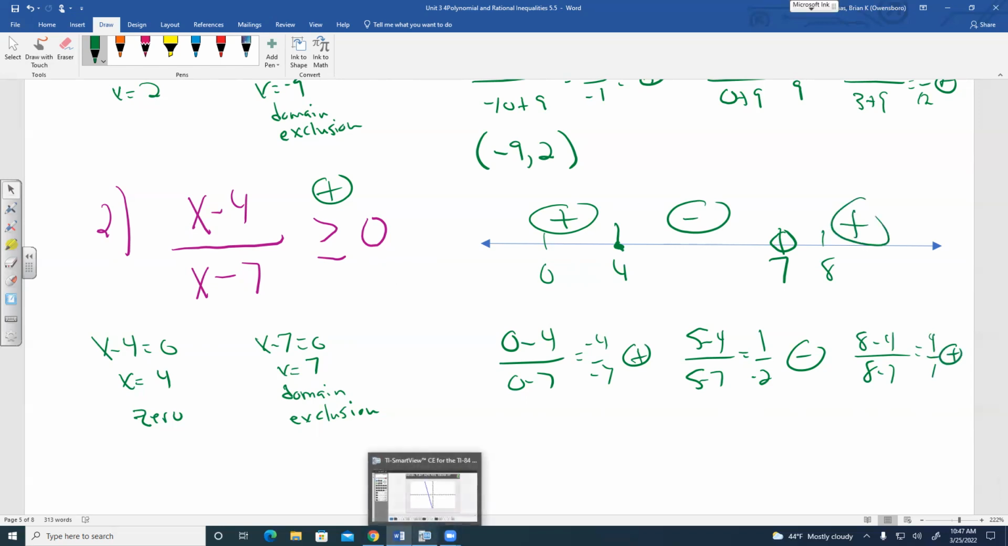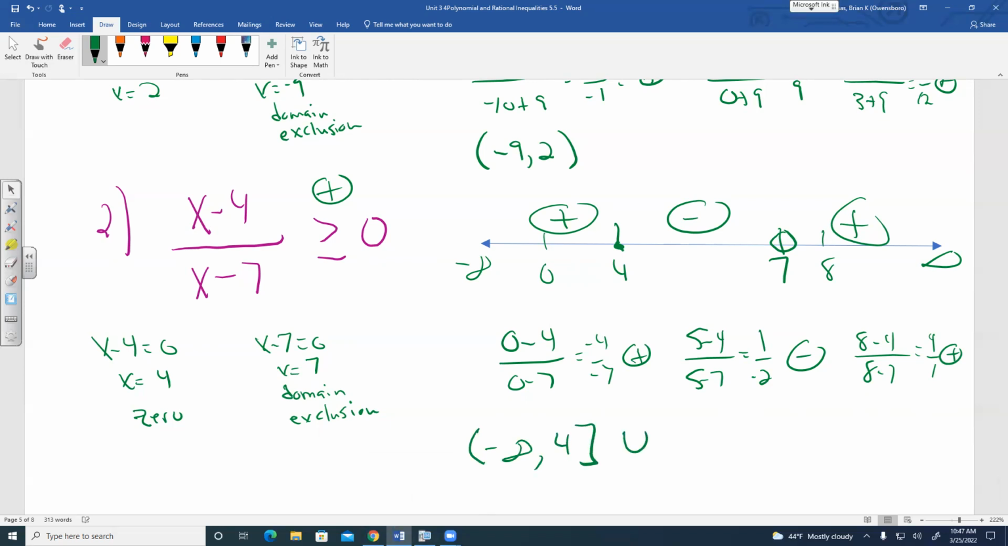So in our solution, we're looking where it's equal and positive. So notice how this negative infinity to 4 is going to be part of the answer. And we have infinity over here on the right-hand side. So where it's positive, it will be between negative infinity and 4, but 4 would be included, in union with 7 to infinity, but 7 would not be included. So 7 to infinity would be the other solution to this inequality.